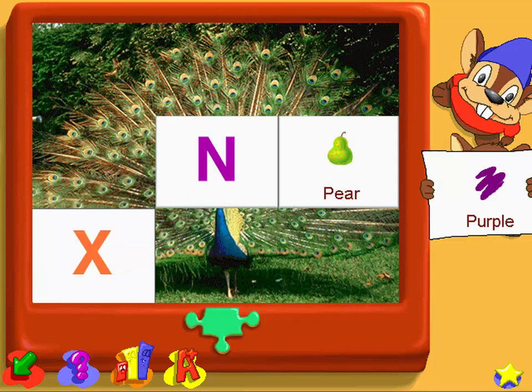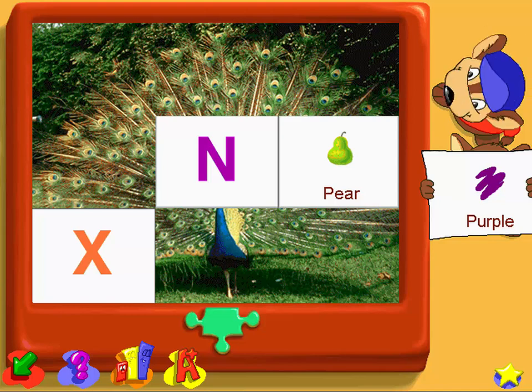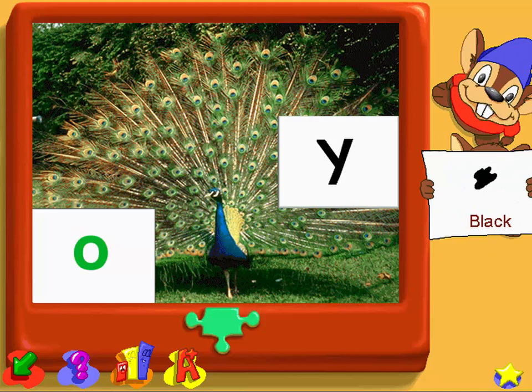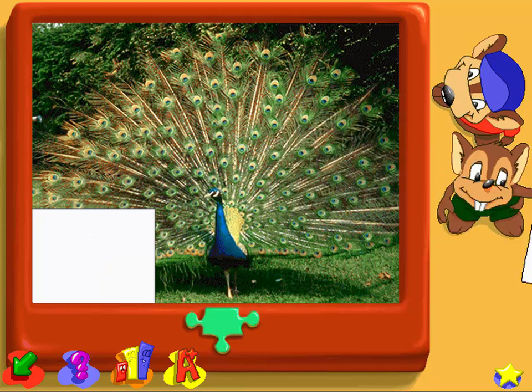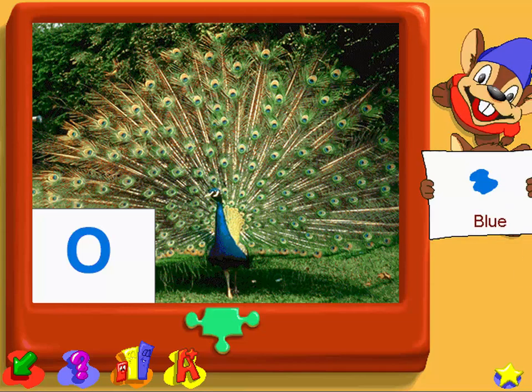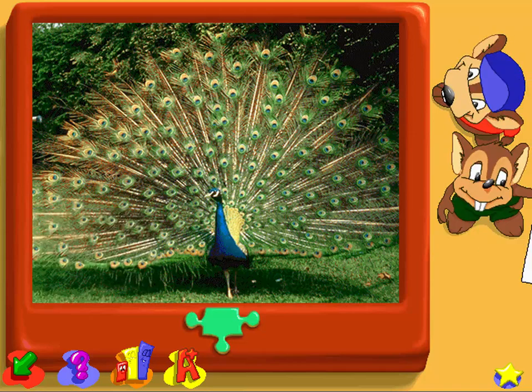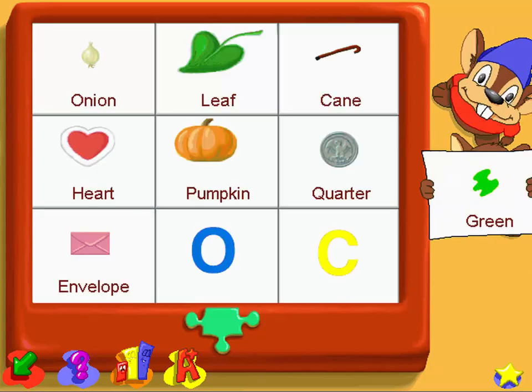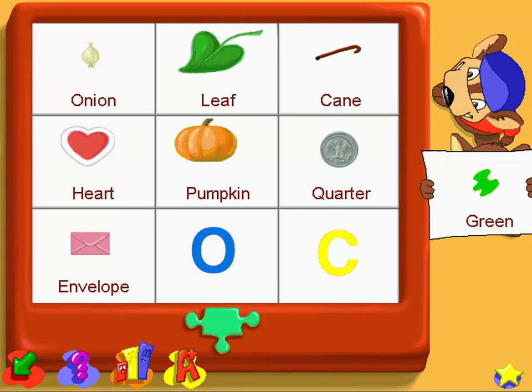Find the object that is the color purple. N. Find the object that is the color black. Y. Find the object that is the color blue. O. Excellent job! Now we can see the picture underneath. Find the object leaf.